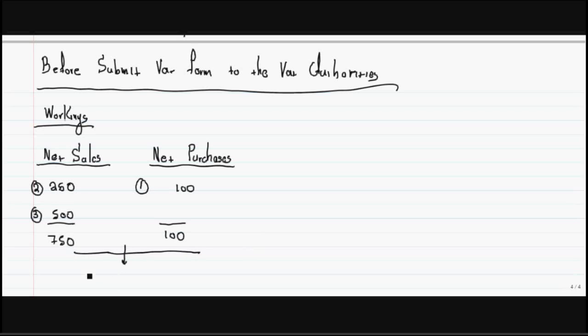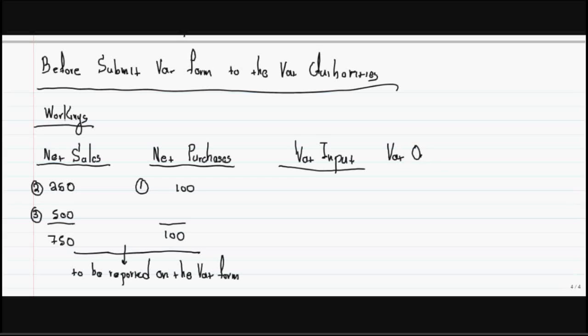So let's write this to be reported in the VAT form. And now let's move to our liability. We have VAT input, VAT on purchases. This is refundable. If a company has only purchases, then the company has a refundable VAT.